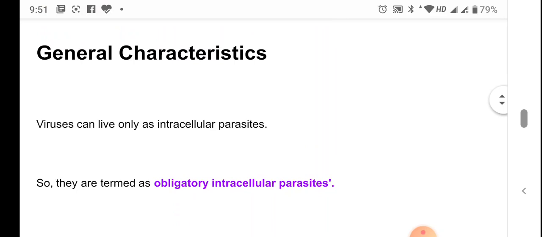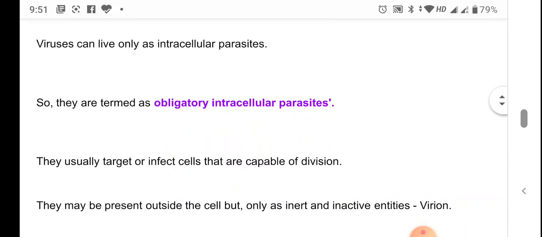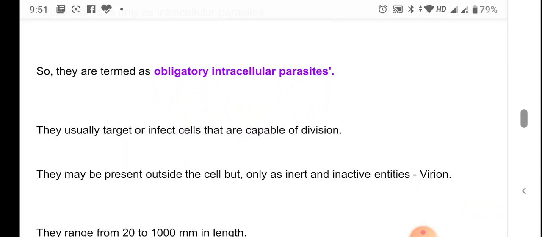Next, the general characteristics of these viruses. We will go into detail about them. Viruses can live only as intracellular parasites. They cannot divide otherwise. When outside a cell, they are inert. They remain just like that as a virion, a complete viral particle, but they are capable of infecting a host cell. So they are termed obligatory intracellular parasites, and they usually infect cells which are capable of division.